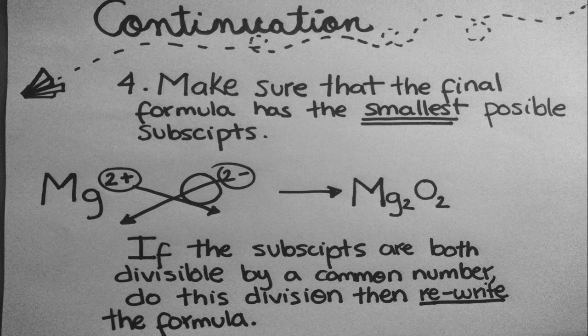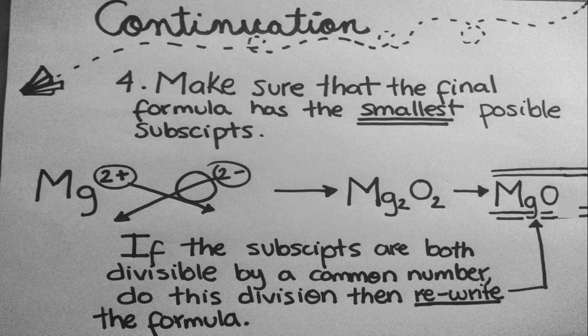If the subscripts are both divisible by a common number, do this division, then rewrite the formula. What is a common number? In this case, the common number is 2. So we're going to divide both by 2, and we're going to write a formula. So the final formula for these cases will be like this. Magnesium oxygen, magnesium oxide, without the 2 subscripts because both are divisible by the same number.